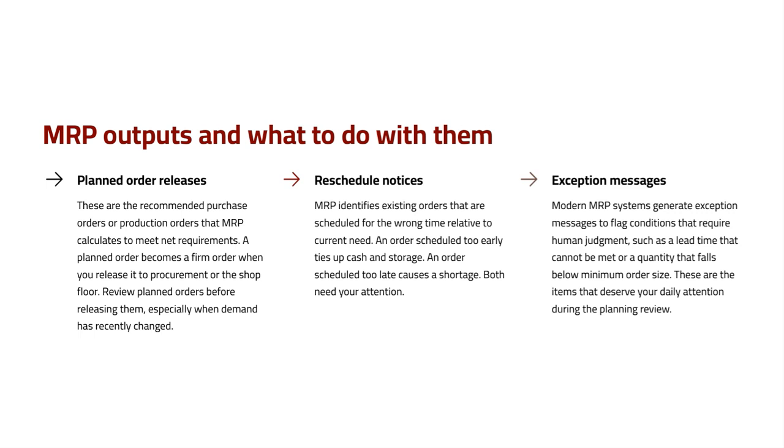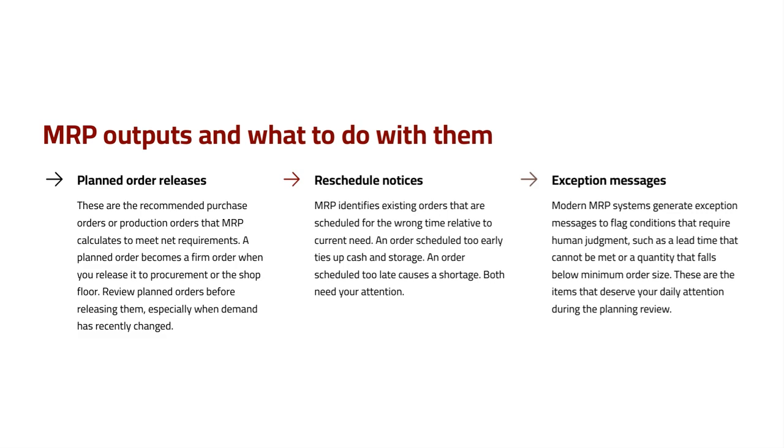MRP spots orders that are scheduled at the wrong time compared to current needs. If an order is too early, it ties up cash and storage space. If it's too late, you risk shortages. Both situations require immediate attention to keep operations smooth.